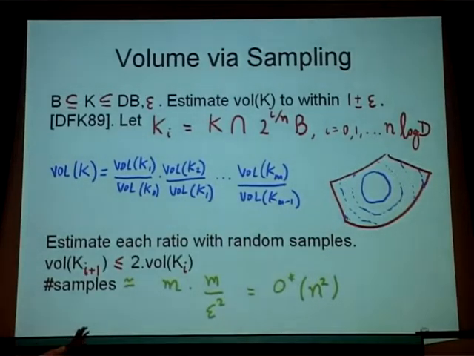The first ball is small enough that it lies completely inside. So its volume you already know, it's a formula. The last ball is large enough that it contains the entire body, so the volume you're computing would be exactly the volume you care about, the volume of the body.